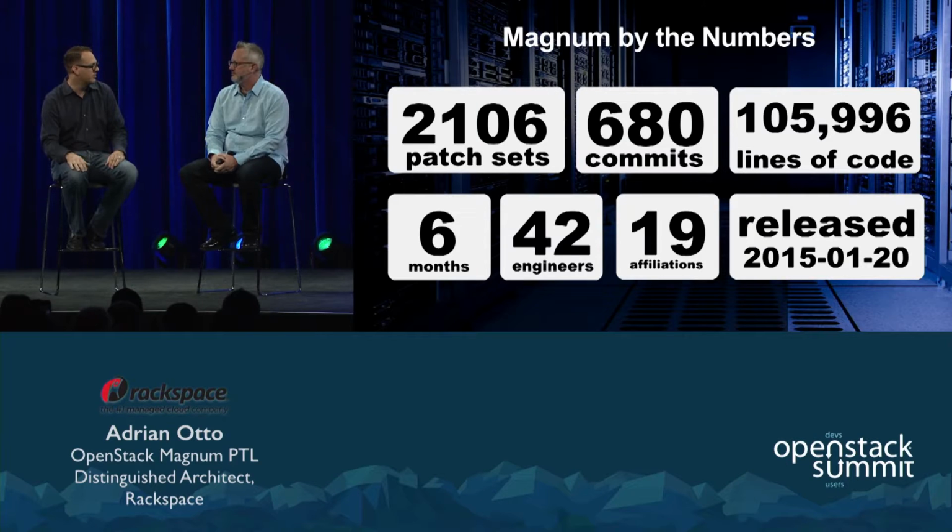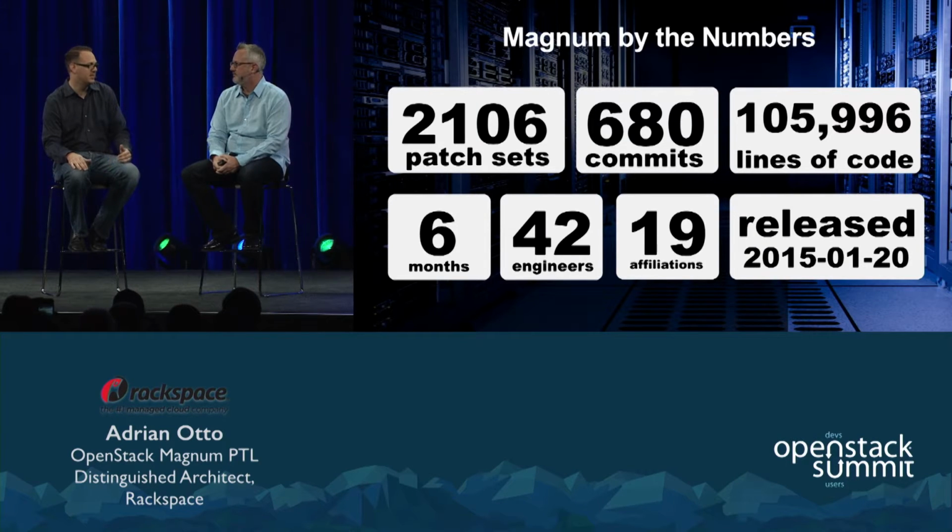What is Magnum exactly, Adrian? So Magnum's a new open source project, like you said. And it's for cloud operators to be able to offer containers as a service to their cloud users. 42 engineers have contributed code to this from 19 different affiliations. There's about 100,000 lines of code there.